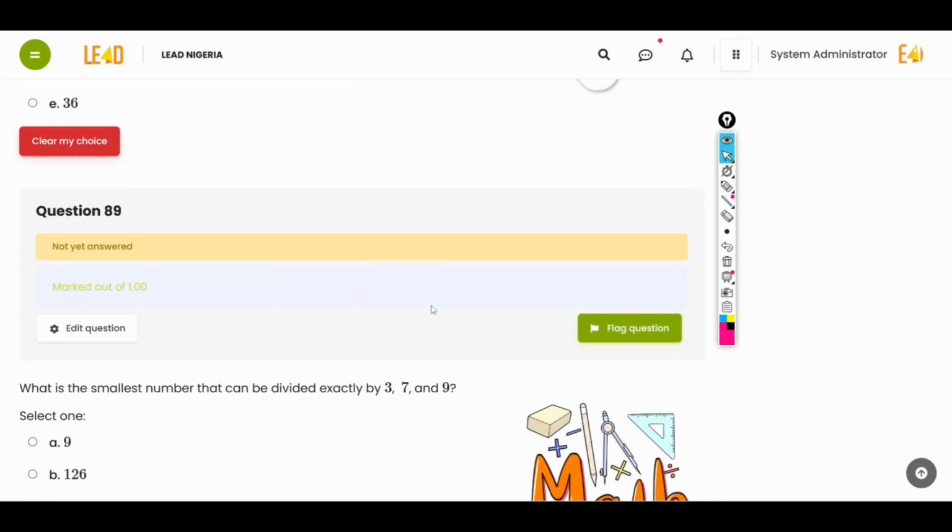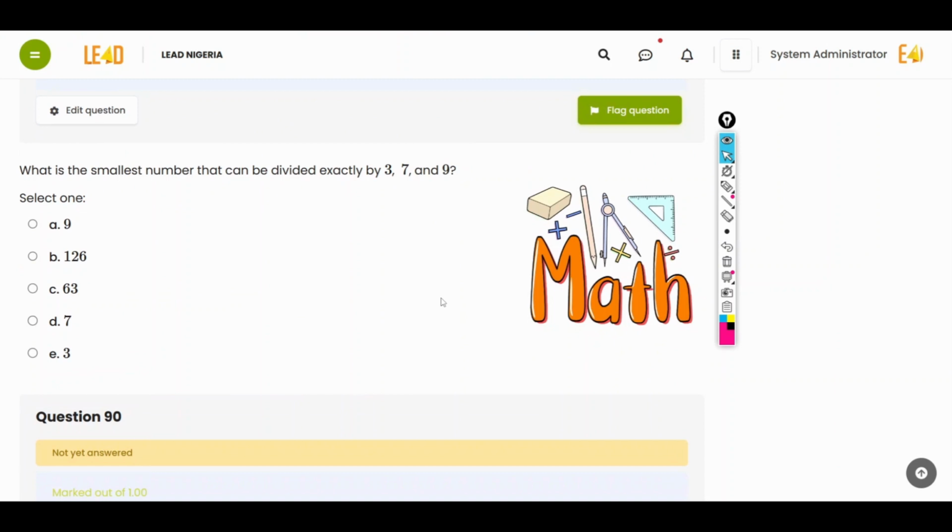Okay, 89. What is the smallest number that can be divided exactly by 3, 7, and 9? So it's still LCM. But depending on how familiar you are with your multiplication tables, you should be able to just pause and maybe look at the answer and just think about it. If you know your tables, that is, but if you don't, it wouldn't work.